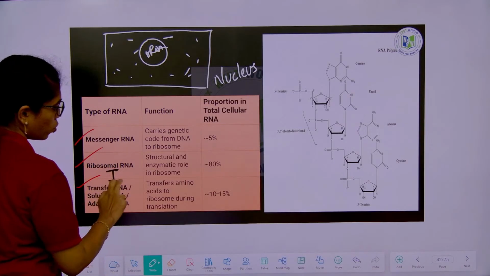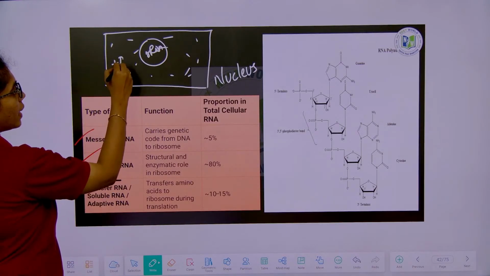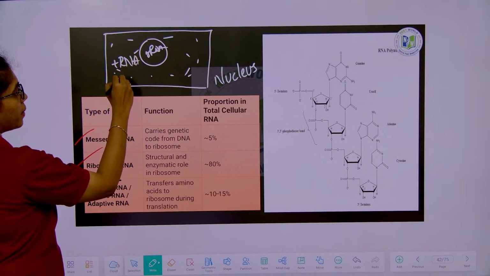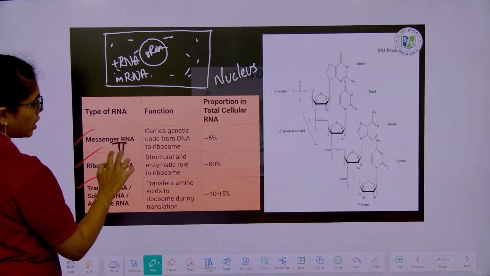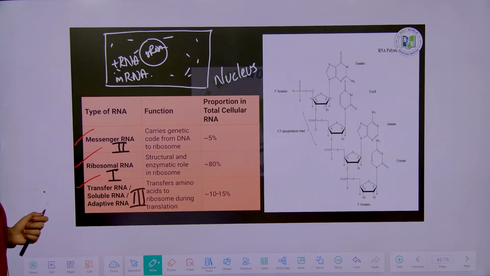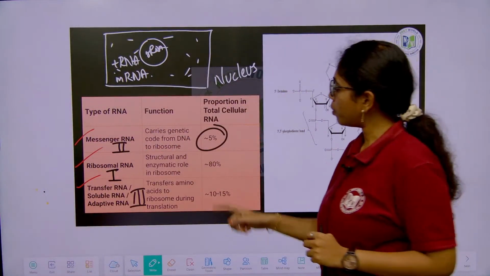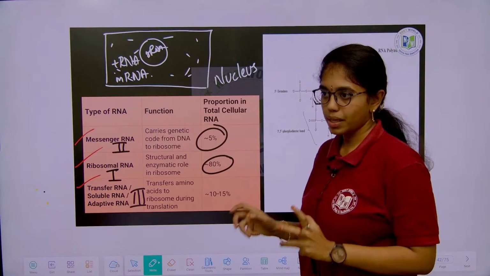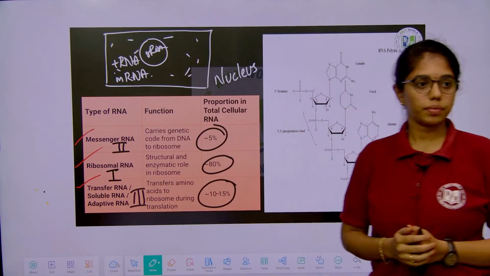RNA polymerase 1. In nucleoplasm what are synthesized? tRNA and mRNA. mRNA by what polymerase? RNA polymerase 2. tRNA by RNA polymerase 3. Got it, right? How much amount of these types of RNA are present? Messenger RNA is 5%, ribosomal RNA 80% present inside a cell, tRNA around 10 to 15%, right?